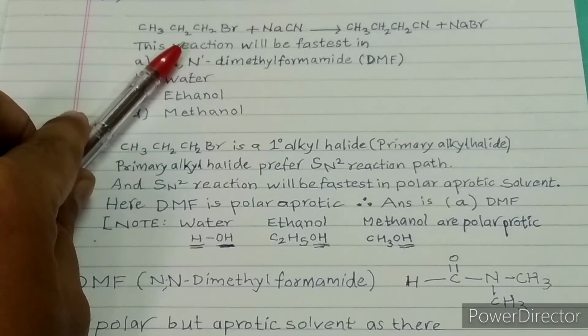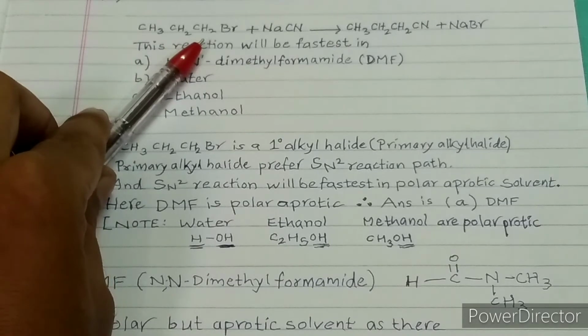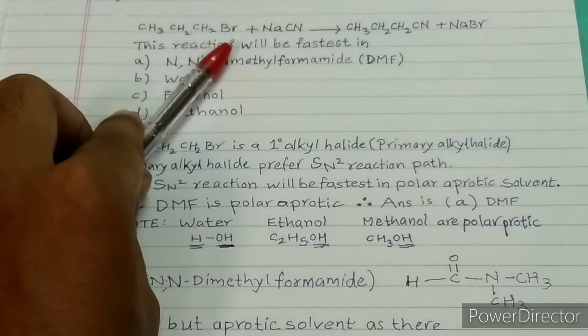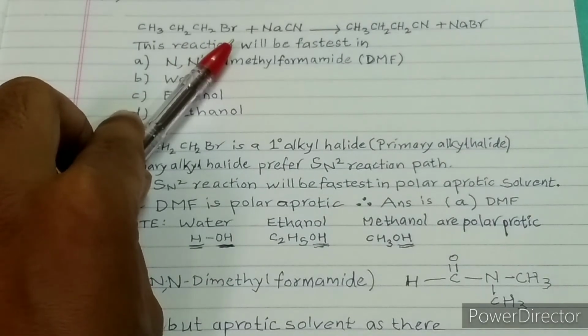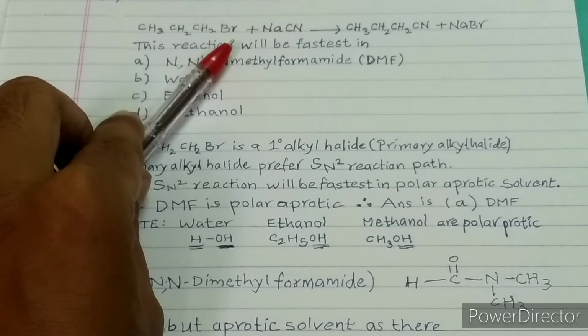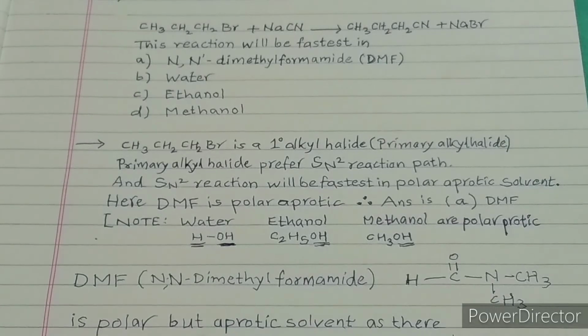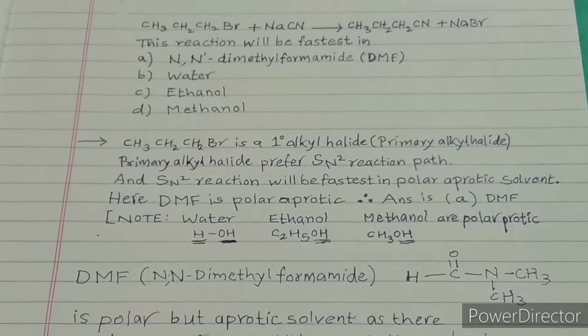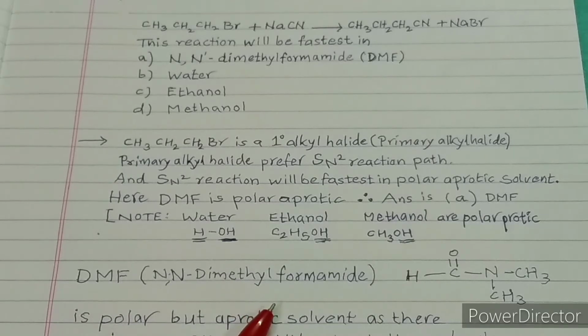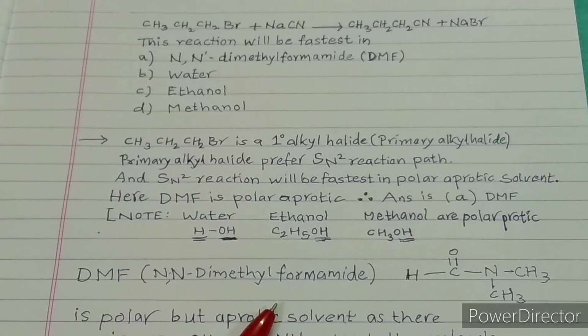But in the present question, they have given a primary alkyl halide, and we must remember that primary alkyl halides undergo the SN2 reaction mechanism, and the SN2 mechanism is favored by polar aprotic solvents. SN2 reactions go fastest in polar aprotic solvents. What are polar aprotic solvents? The solvents which do not contain the OH or NH group are called polar aprotic solvents.